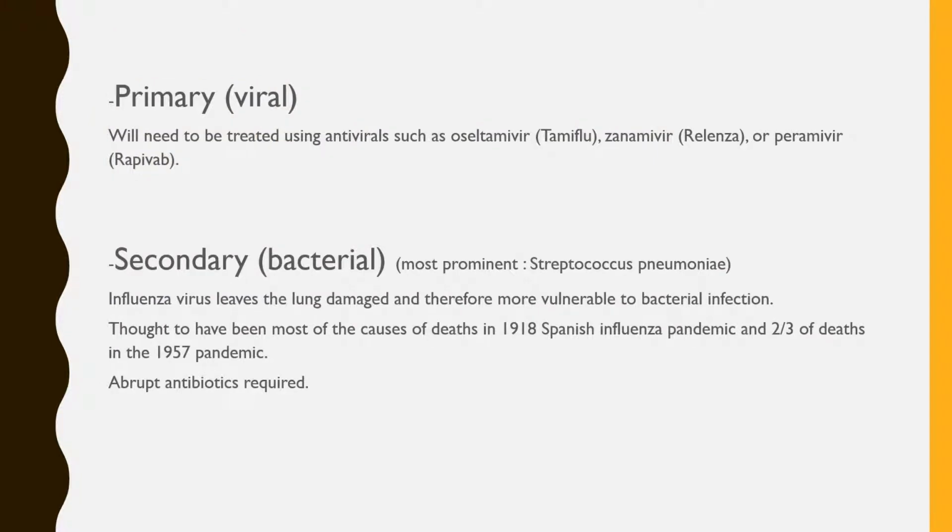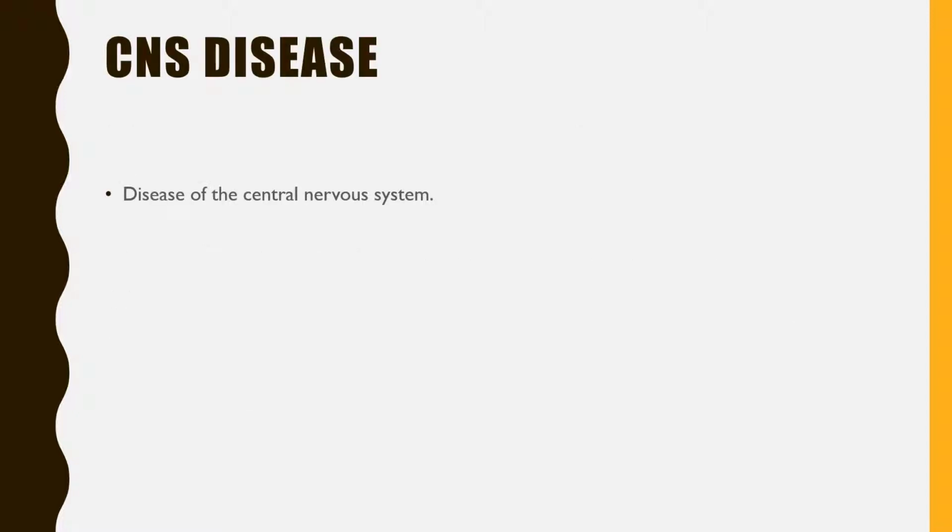And there are two types of pneumonia that can be caused by influenza. So the first, primary, being viral, so when the infection itself causes pneumonia, and this needs to be treated using antivirals such as Tamiflu, Relenza, or Rapivab. And secondary is bacterial. This is because the initial infection has caused the lungs to be damaged and therefore are more vulnerable to bacterial infection. Antibiotics are required to treat this. Complications such as diseases in the central nervous system can also be caused.